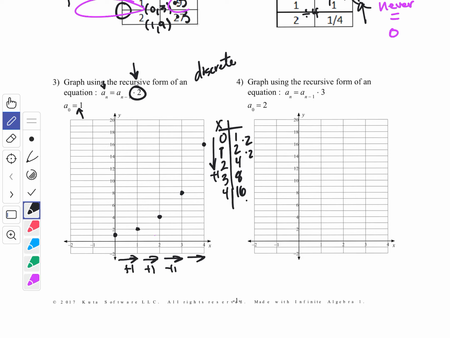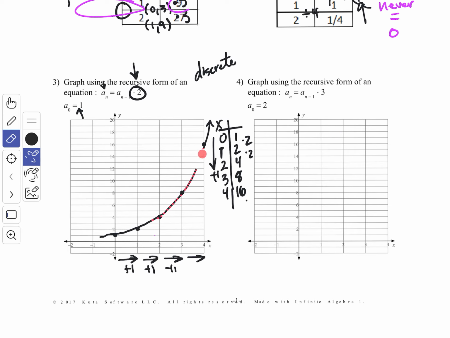And really, that's all I do. Because it's discrete, I just need my points. Now, if it were continuous, we'd have this drawing right there, which would mean that every single point on this line would be part of our solutions. But because it isn't, we only have to draw the dots.